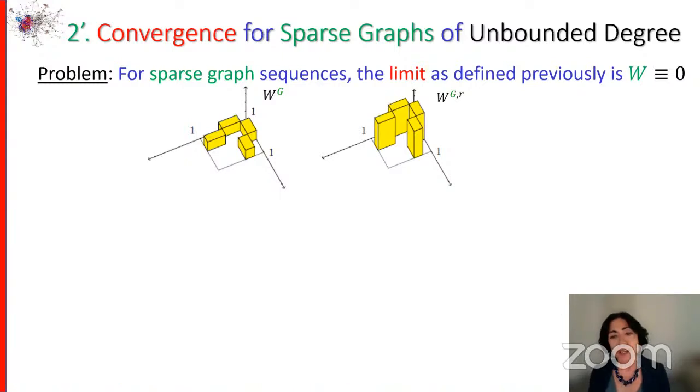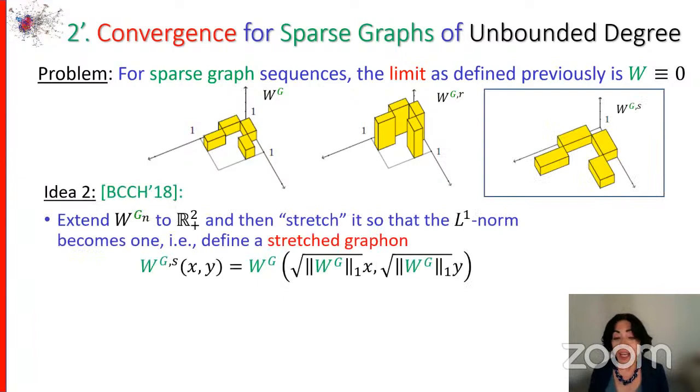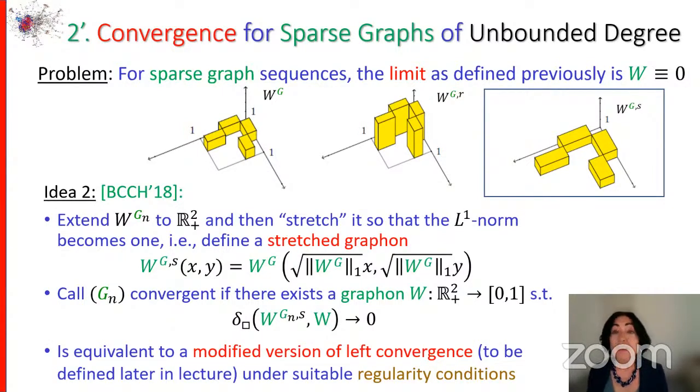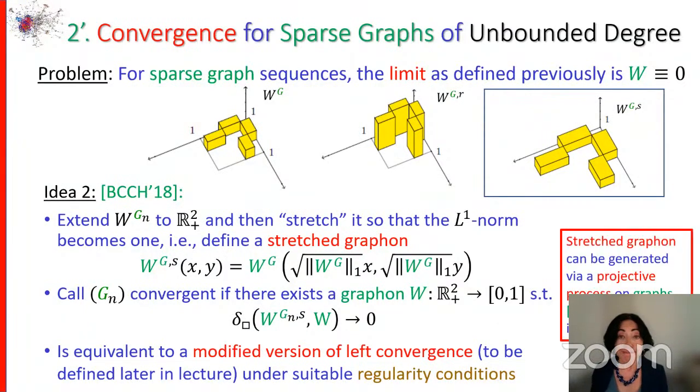For sparse graph sequences, I could also do something else. I could stretch the underlying unit square so that it becomes the upper quadrant, which here, because the perspective is shown, is the lower left quadrant. And what I'm going to do there is take the norm of my function and stretch my metric by the square root of that in each direction. And I'm going to say that it's convergent in the stretch metric if I have a sequence which scales like this and approaches some W. And this is equivalent to a modified version of left convergence under suitable regularity conditions.